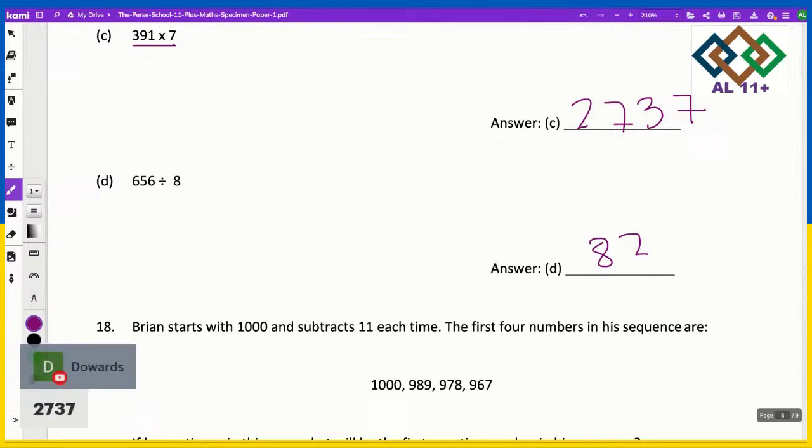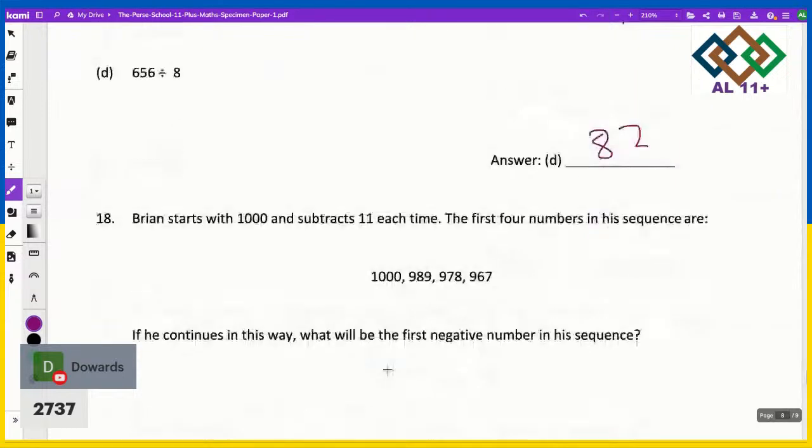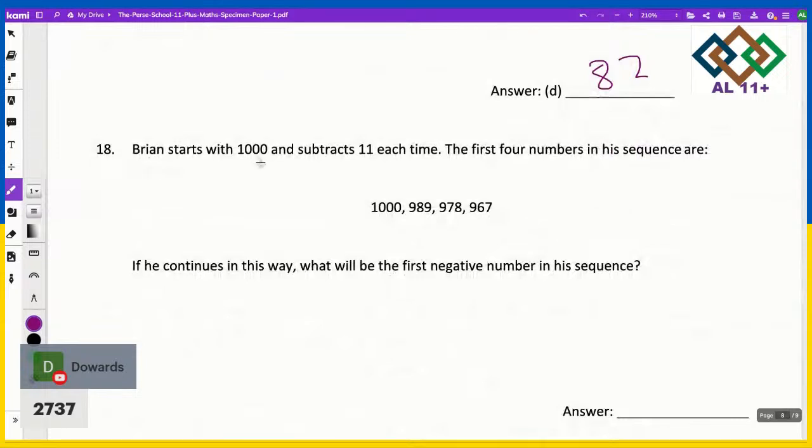So let's move on to 18 now. 18 is, they are saying that Brent starts with 1000 and subtracts 11 each time. The first four numbers in the sequence are, they've given you the first number. If he continues this way, what will be the first negative number in his sequence?